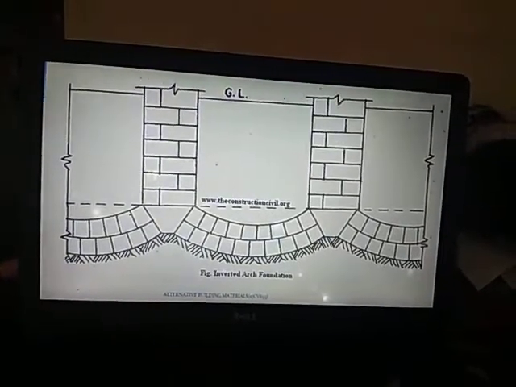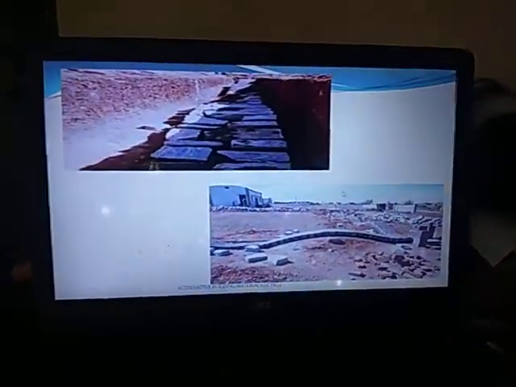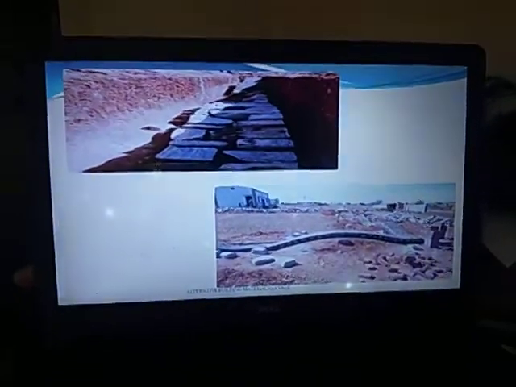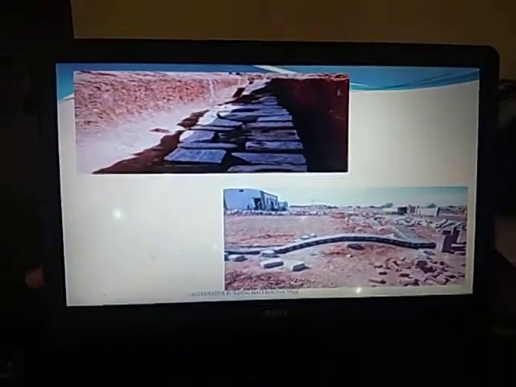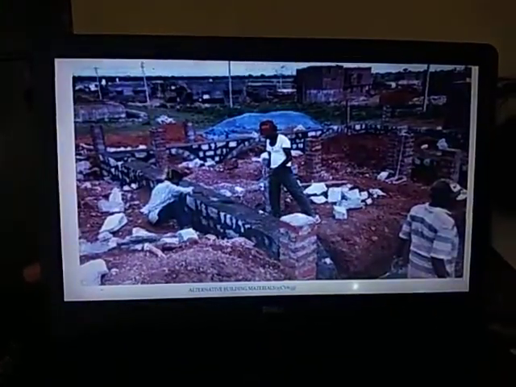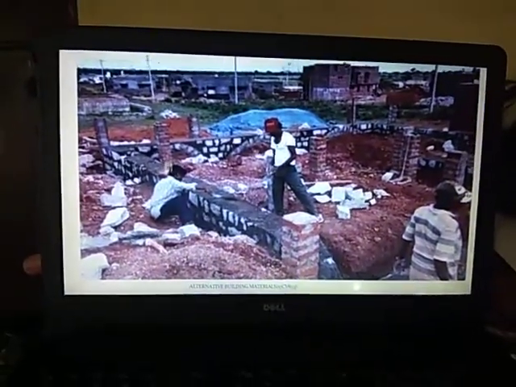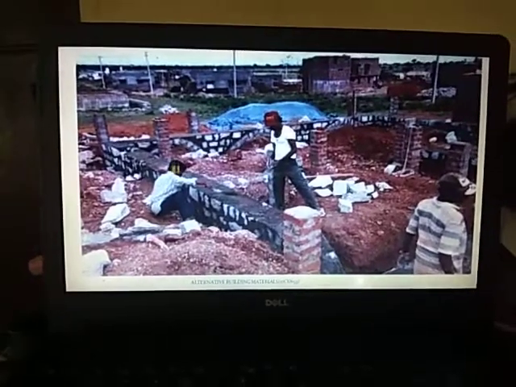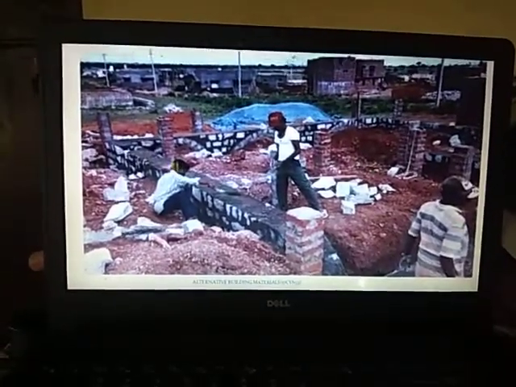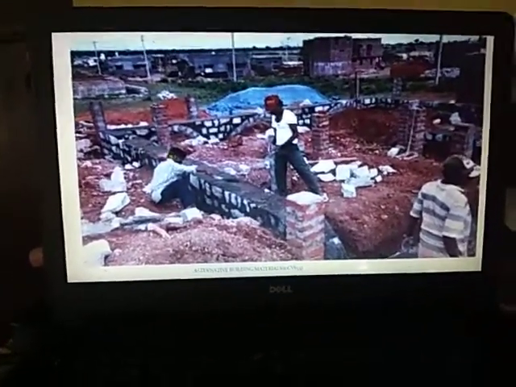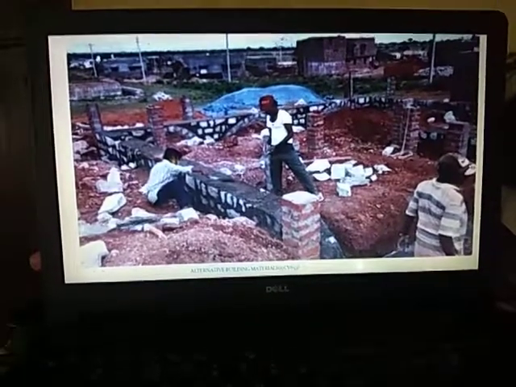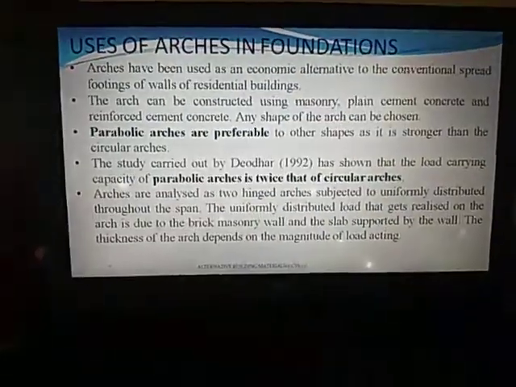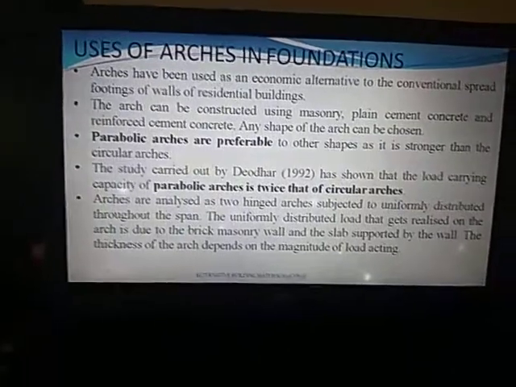So you can see here this is an inverted arch. You can observe this is one of the figures of an arch foundation, which is more economical. If you're using an arch foundation, it is more economical than other types of foundation. The material can be reduced, and it is also giving good strength to the walls. So, uses of arches in a foundation.